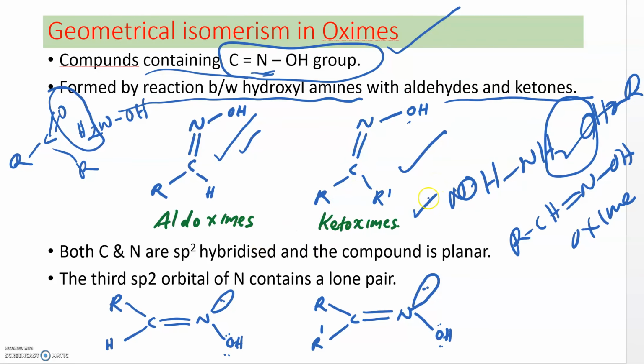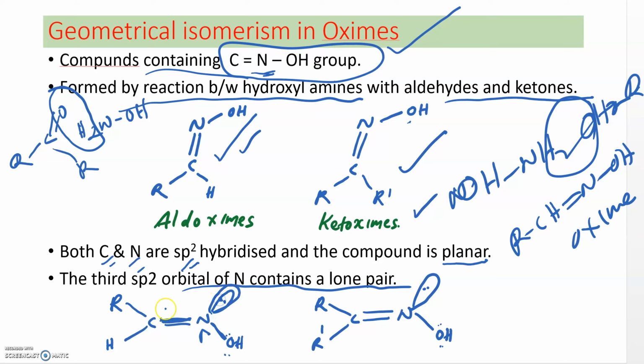In the aldoxime and ketoxime, both carbon and nitrogen are sp2 hybridized, and the compound is planar. The nitrogen is sp2 hybridized. One sp2 orbital forms a bond with the OH group, another sp2 orbital forms a sigma bond with carbon, and the third sp2 orbital contains a lone pair.